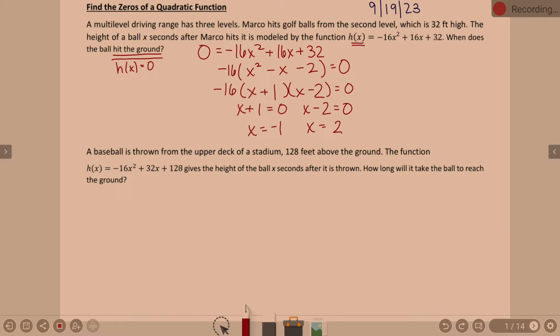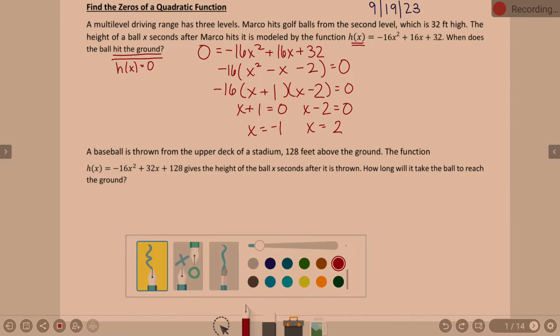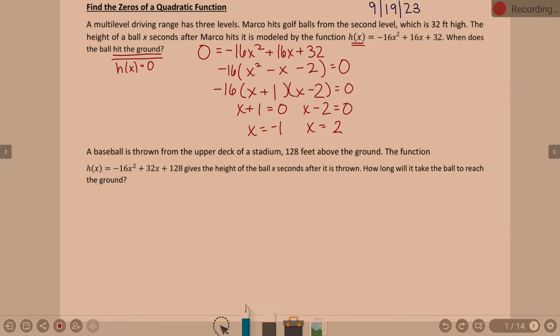Okay. What's my answer? -1 or 2. Yeah, plug it back in. Well, if I plug them back in, they're both going to give me a height of 0. So they're both going to give me times when the ball hits the ground. What's my label on these answers then? Seconds? Yeah, that's what it is, seconds. So my answers are -1 second or -2 seconds? Or excuse me, -1 seconds or +2 seconds? It'd be 2 seconds.